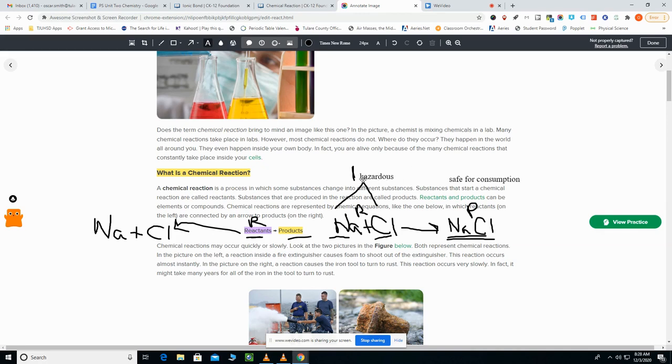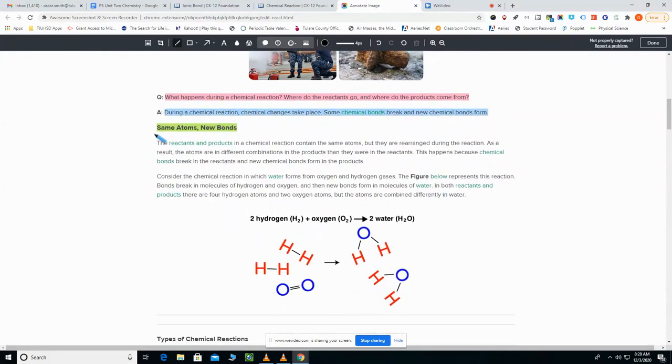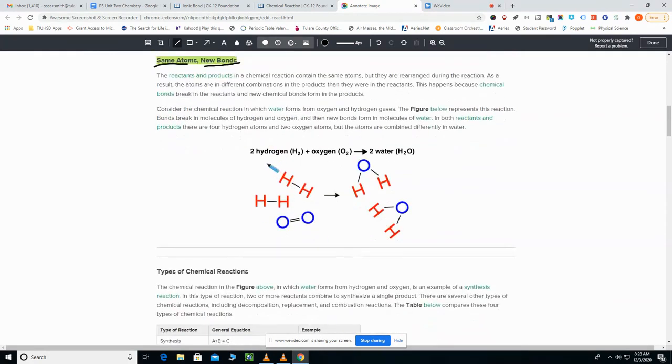So when we talk about reactants and products, reactants are the starting material, and when a reaction occurs, like sodium and chlorine bond together to make an ionic bond, and we have a new compound, sodium chloride, the properties of that product are different than the properties of the reactant. So the statement here: same atoms, new bonds. Well, we can look at another chemical reaction here.